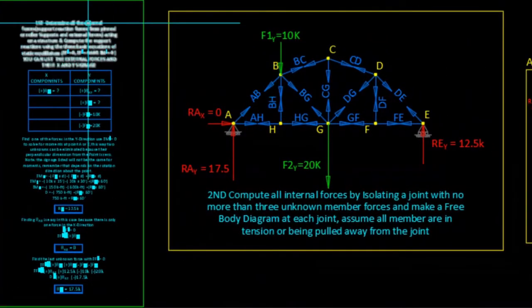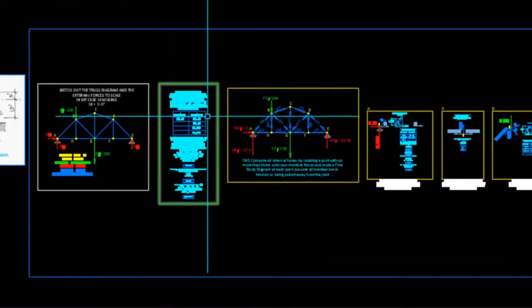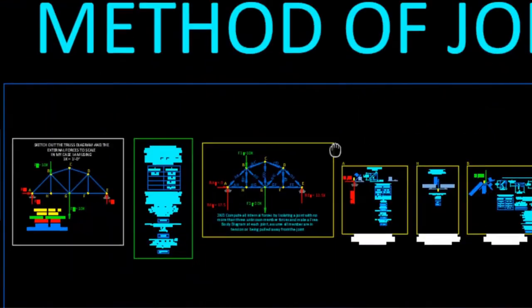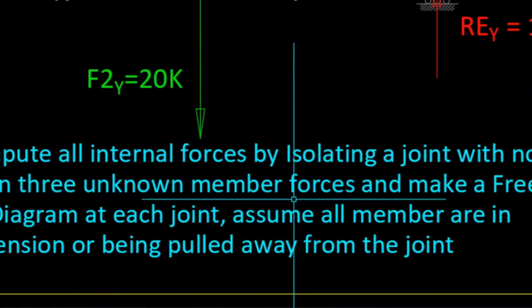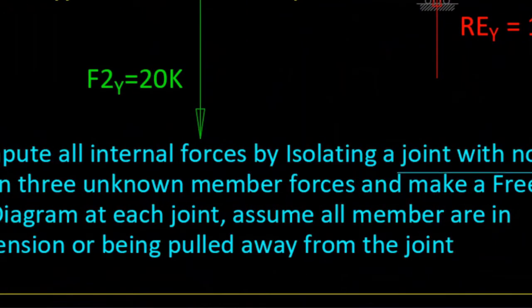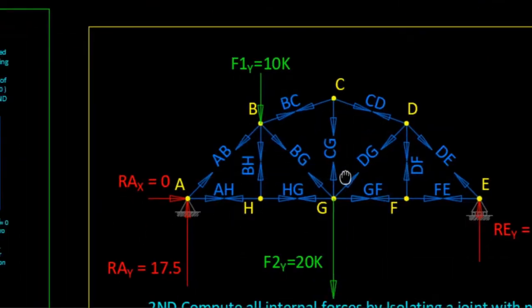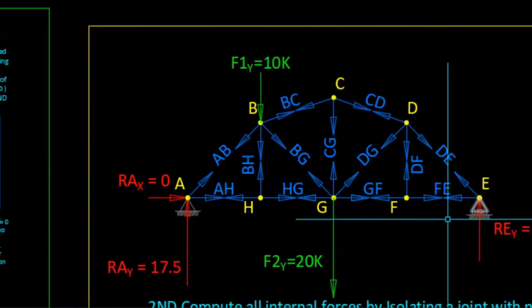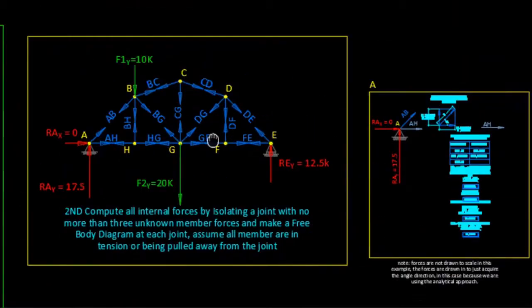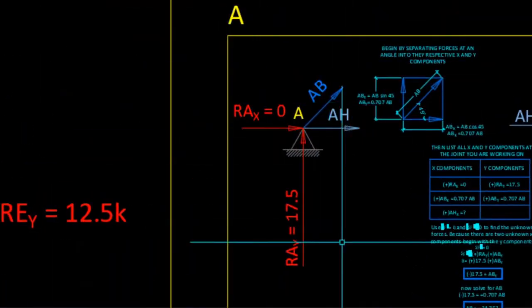Okay, so moving on. After we've computed the external forces in the method of joints, the next thing will be to compute all the internal forces by isolating a joint with no more than 3 unknown member forces, and make a free body diagram at each joint. We will assume that all members are in tension, or being pulled away from the joints. So here you see I created all the free body diagrams, but we will analyze these one at a time.